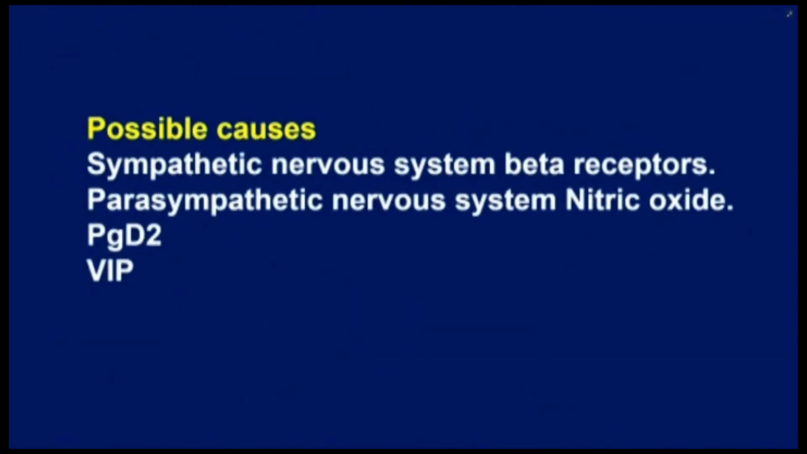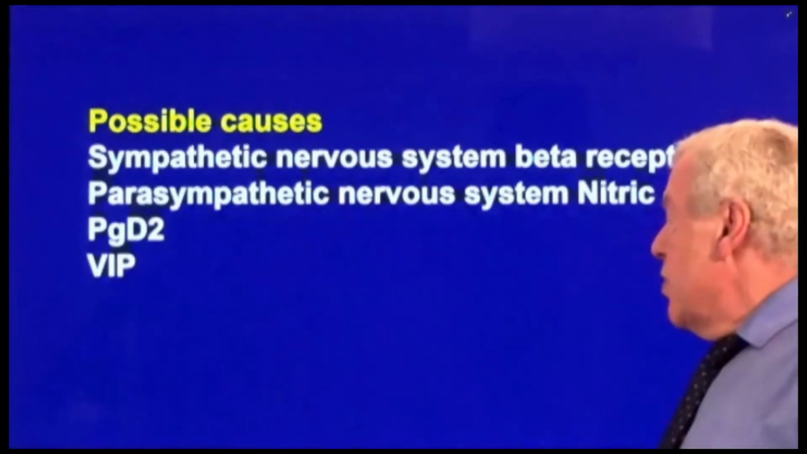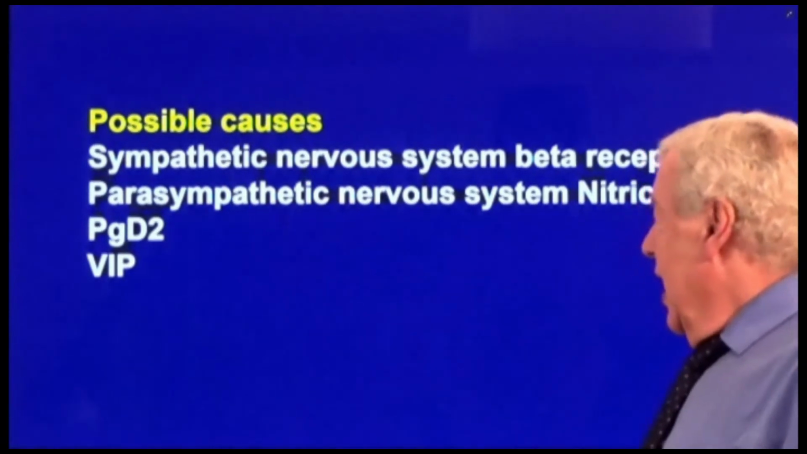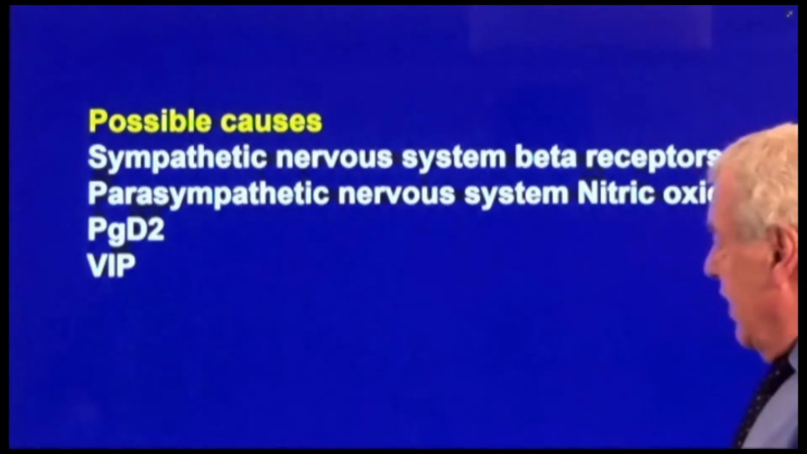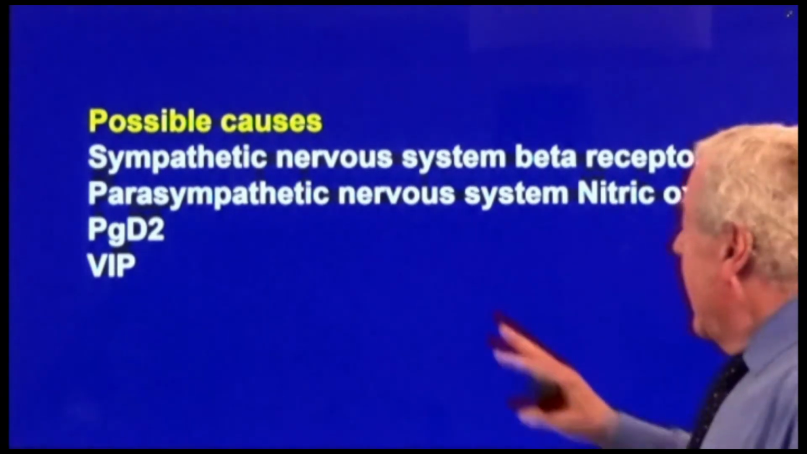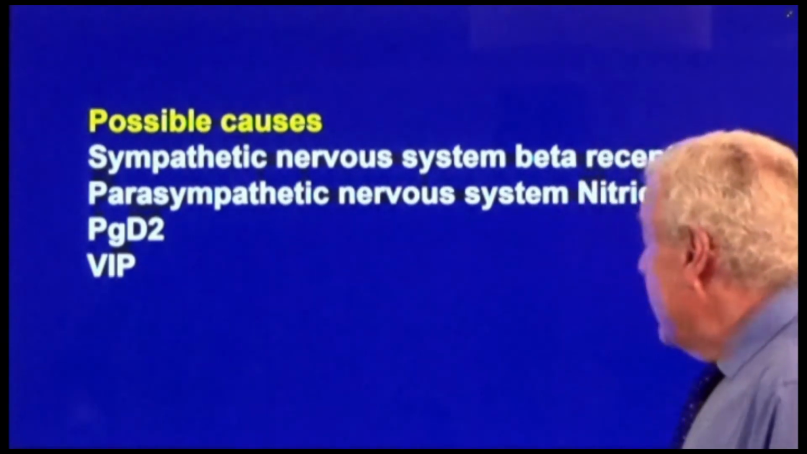Possible mechanisms are the sympathetic nervous system. Well, we know that in the sympathetic nervous system it is the beta receptors which are involved with skeletal vasodilation. The parasympathetic nervous system works primarily more locally by nitric oxide release. Also things that are implicated: prostaglandin D2, which may be part of the reason why some of the essential fatty acids are very important and can relieve symptoms, and vasoactive intestinal peptide, VIP.